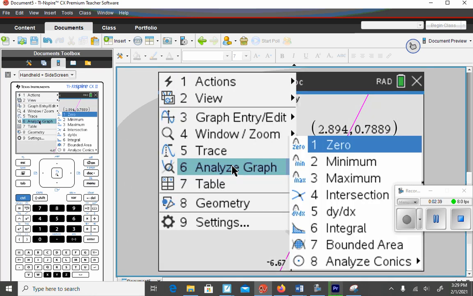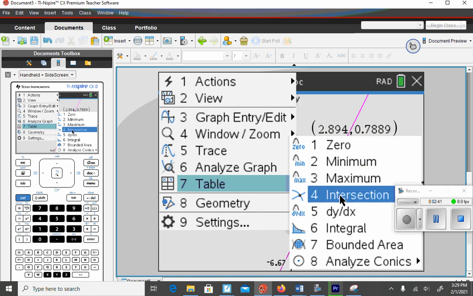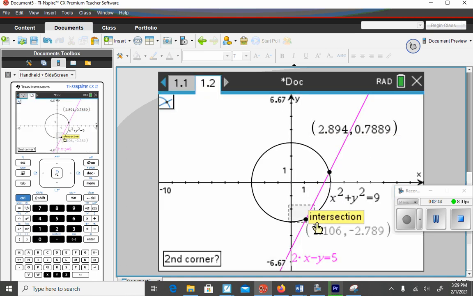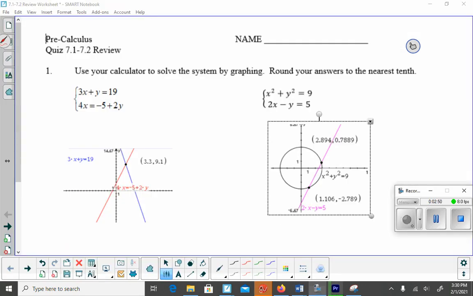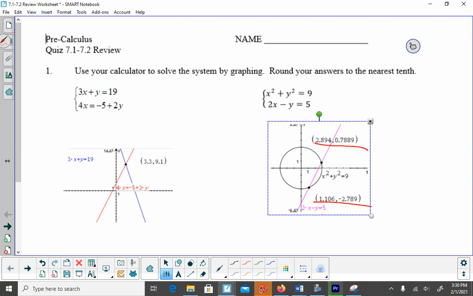I have to do the exact same thing for the other one. It's going to ask for first corner, second corner, and those are going to be my two intersection points. So I have both those graphs. This would be one ordered pair. This would be the other ordered pair. It says round to the nearest tenth, so this one is going to be 2.9, 0.8, and this other one's going to be 1.1, negative 2.8. Over here, those are already rounded to the nearest tenth.